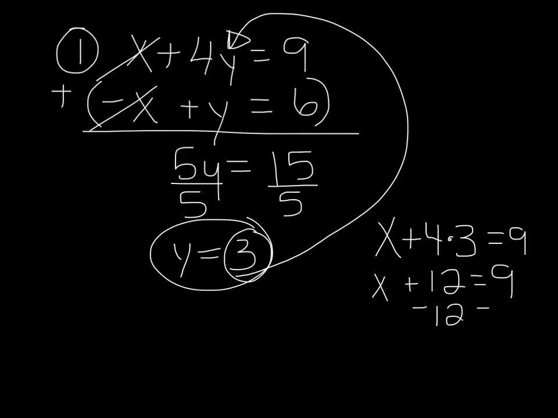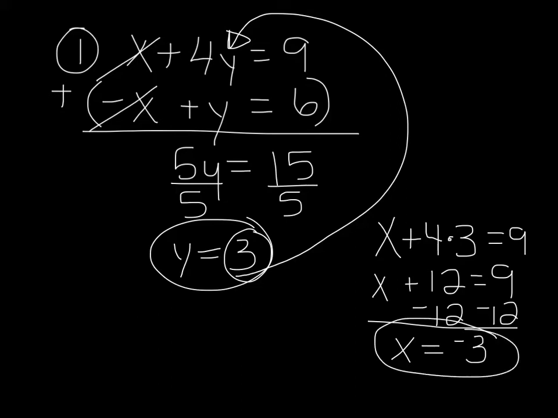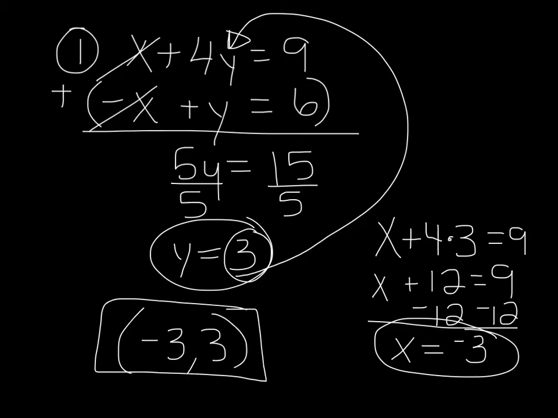Subtract the 12. x is going to equal negative 3. So your ordered pair would be negative 3, comma 3, and there's your answer. This second part right here is all what we did with substitution as well. This first part is the new part with elimination.